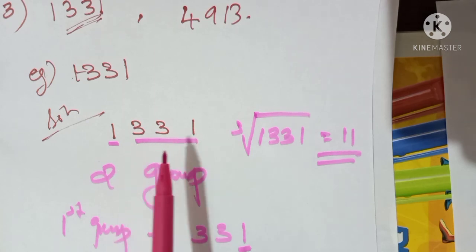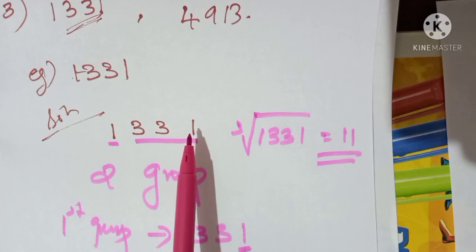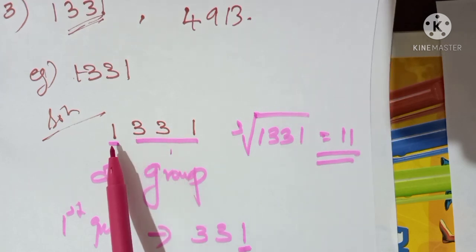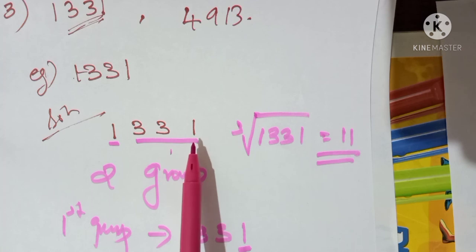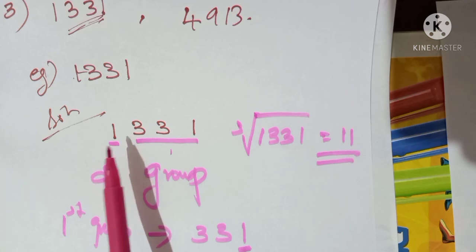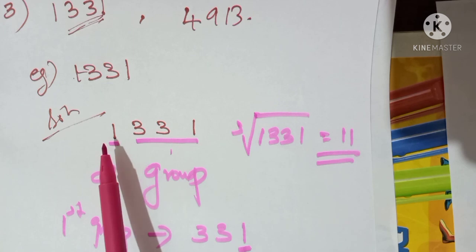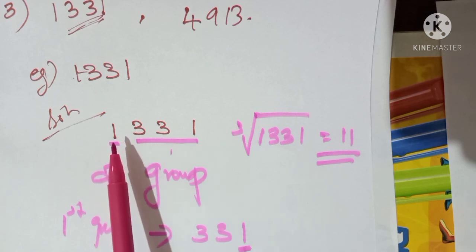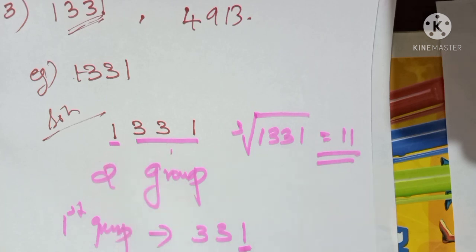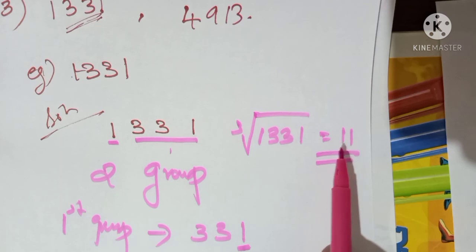First step, you are grouping. We start grouping from the ones place, by 3, so each group consists of 3 digits. 1, 2, 3: this is the first group and this is the second group. In the first group, the unit place number is 1, so the cube root also will be 1, since 1 into 1 is 1. For the second group also, the cube root ends in 1. Both the numbers are 1, so we write 11.